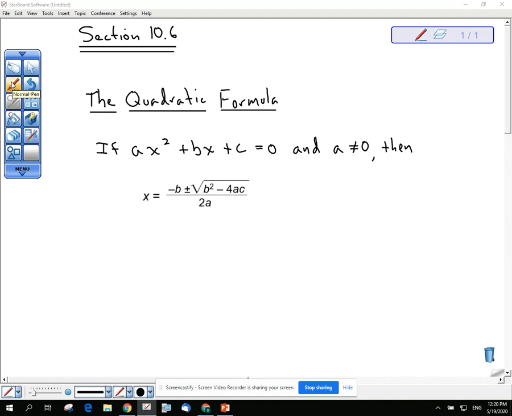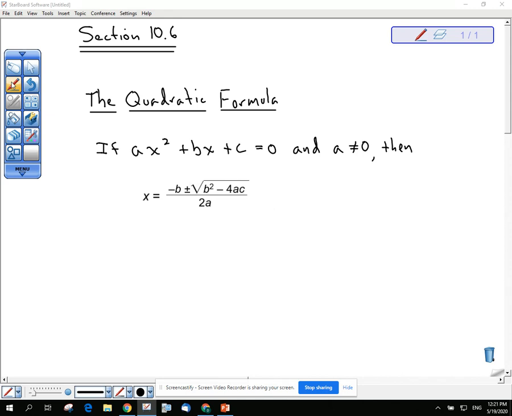If ax squared plus bx plus c equals 0 and a is not equal to 0, then this is the quadratic formula here. x is equal to negative b plus or minus the square root of b squared minus 4ac, all over 2a. Now, you may have been exposed to that before, and you may have heard someone recite that before, but I do want to just take a moment and break it down just a little bit.